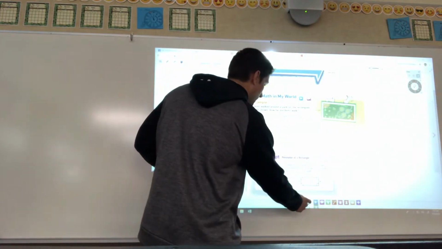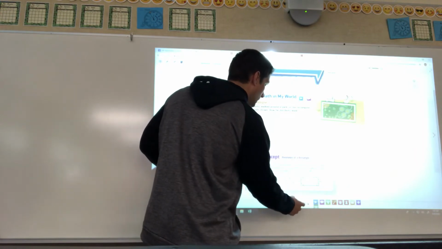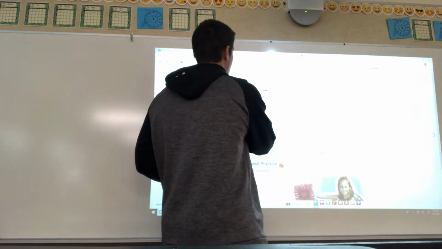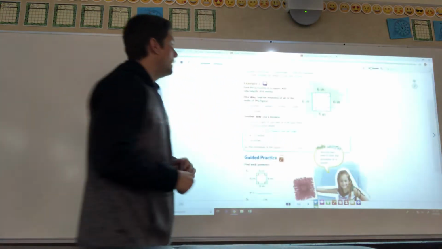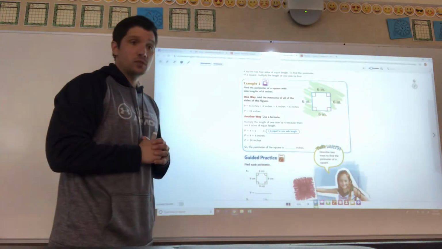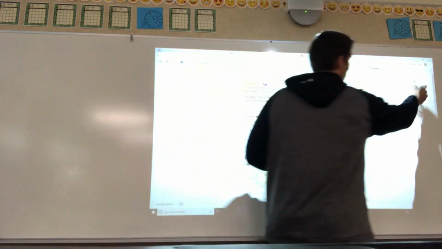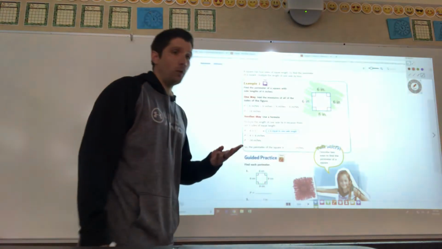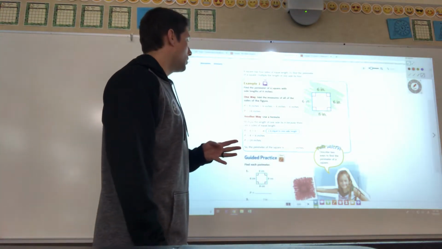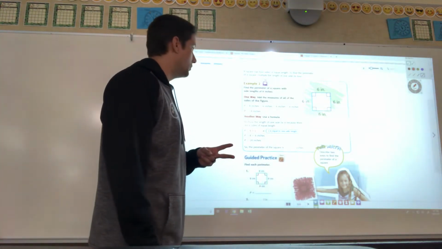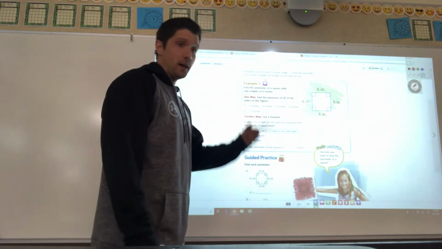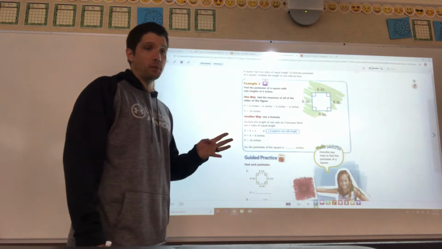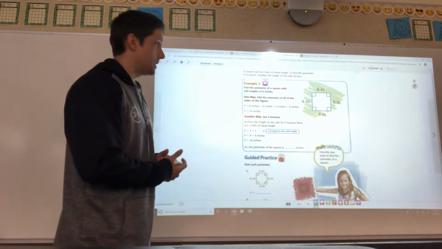I'm going to move this here, right there. We are on example 2. Now, here we're going to be doing a square. And as you guys probably already know, a square has 4 congruent sides. So there's 2 different ways that they're going to have us do it. One way is adding up all 4 sides. Another way is taking one side and multiplying it by 4, since all 4 sides are the same.